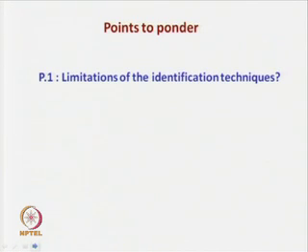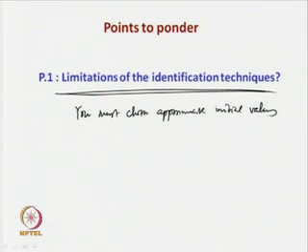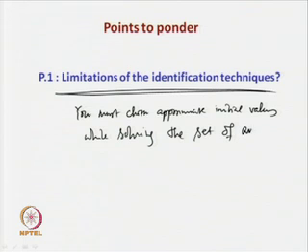What are the limitations we have for the identification techniques? One major limitation associated with the identification techniques we have discussed in this lecture is that you must choose appropriate initial values while solving the set of analytical expressions. This is very important. When you solve a set of nonlinear equations, the choice of initial values is of paramount effect. You must choose judiciously, otherwise the solutions may lead to false solutions. In that case, the estimated parameters may not be accurate or may be quite absurd. That is all in this lecture.